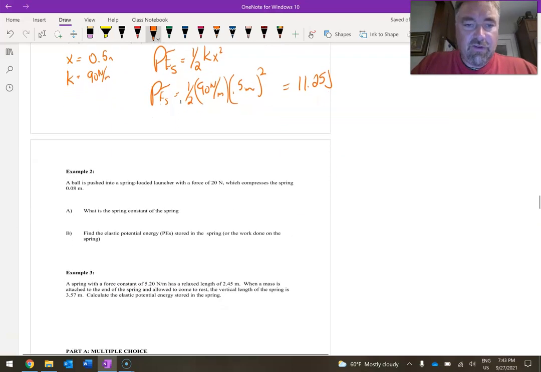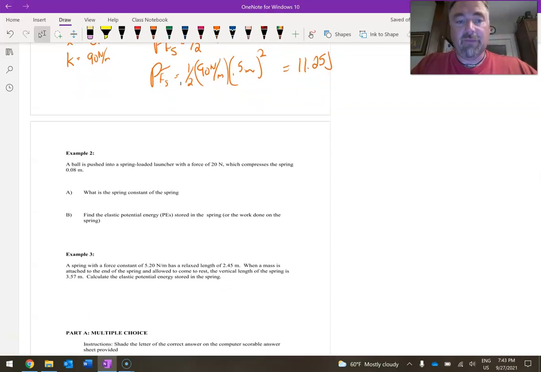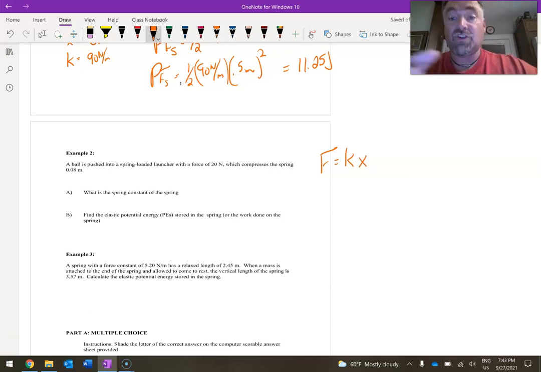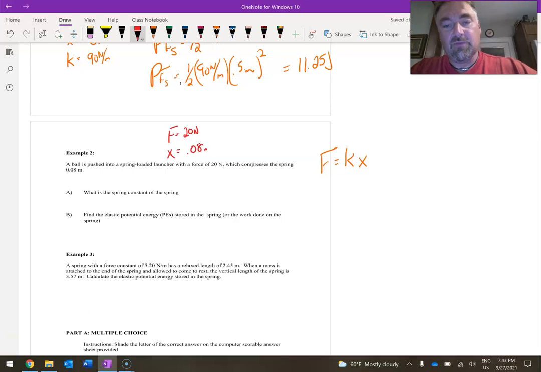Example number 2, here they don't give us the spring constant, so we have to go find it. So for that, we're going to go back to Hooke's law. Hooke's law states that the force exerted on a spring is equal to the spring constant times the amount of compression or expansion. So in this case, they give us the force, and I'll write this down. So givens, we'll change back to red. The force applied is 20 newtons. And we know the amount of compression, or how far it's been stretched from equilibrium or compressed, is 0.08 meters.